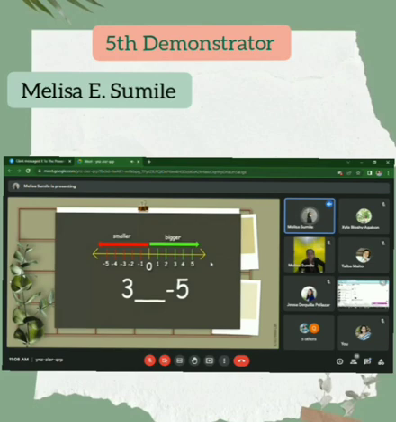We have here 3 and negative 5. What's the answer? Greater than or less than? It's 3 is greater than. Okay, greater than negative 5.